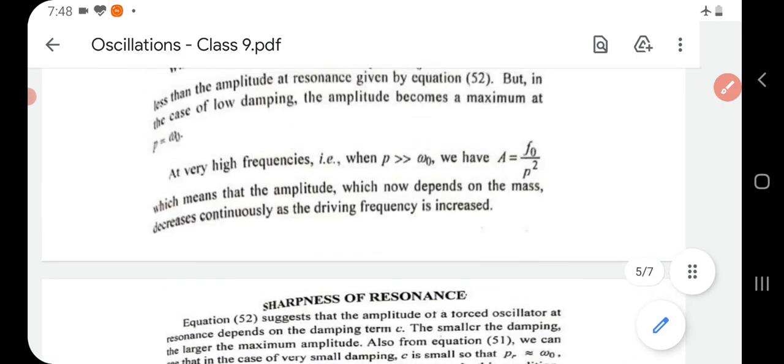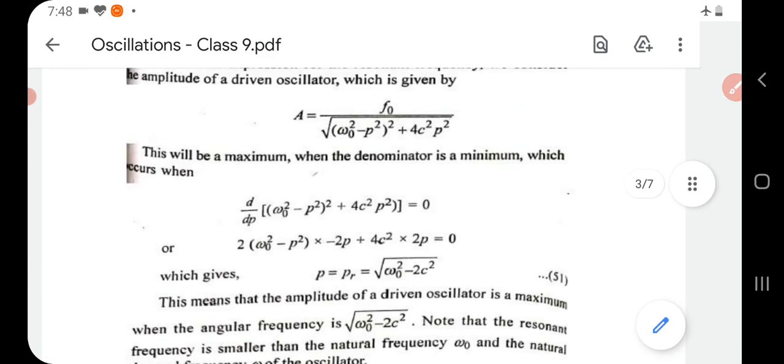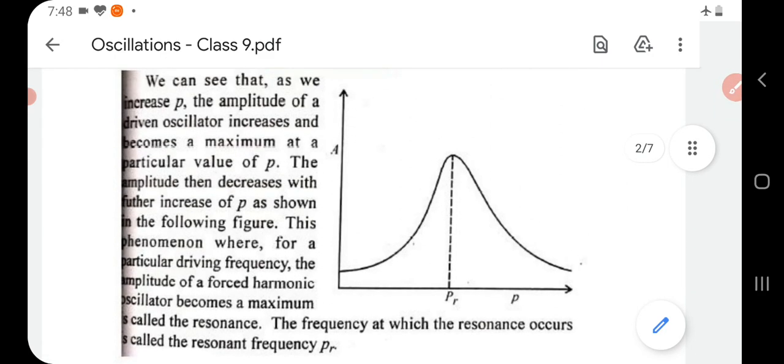Resonance is an important section. Just go through it, especially the sharpness of resonance.